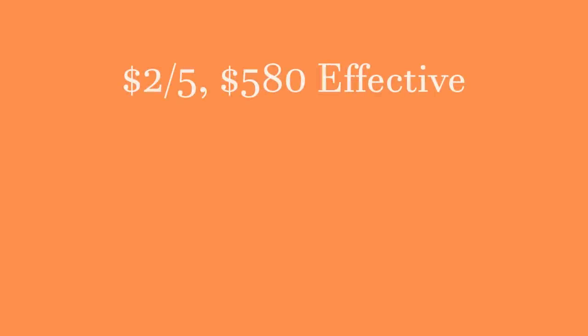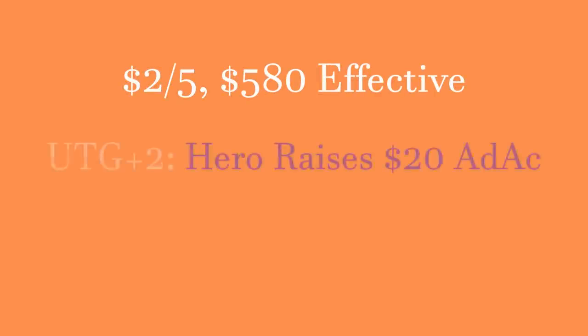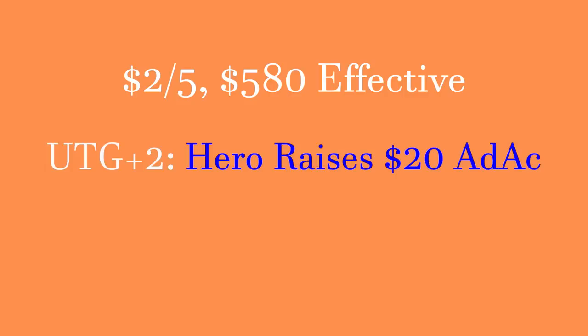It's a 2-5 game. Hero is 580 effective, and under the gun plus 2, he opens at $20, or 4 big blinds, which is fine and definitely the raising size that you should be using in a field of recreational players who are going to call too often, because you're simply going to inflate the pot against them pre-flop, which not only gives you an equity advantage for your strong hands, but you also make a lot of money by stealing a lot of inflated pots post-flop.